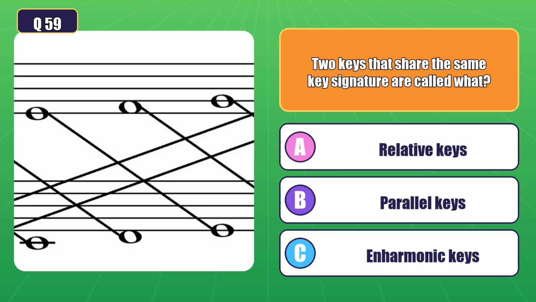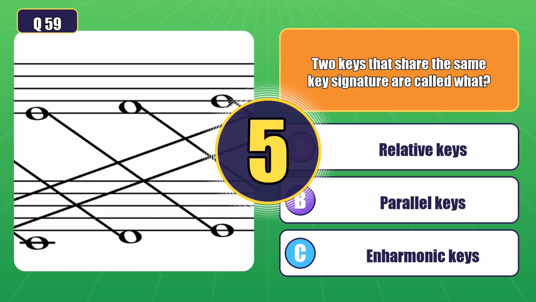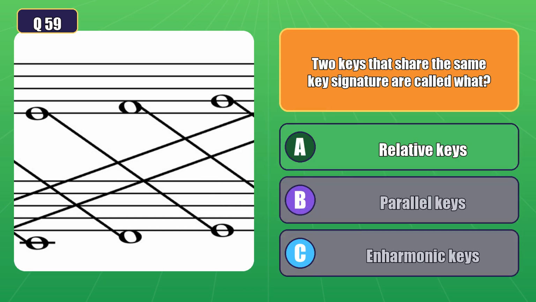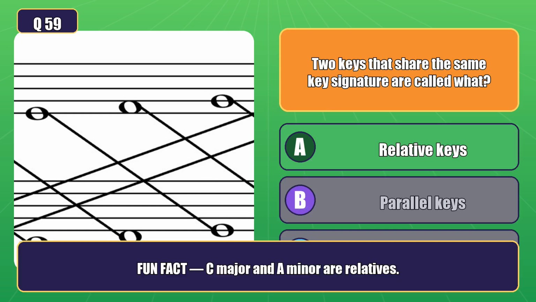Question number 59. Two keys that share the same key signature are called what? The answer is relative keys. Fun fact, C major and A minor are relatives.